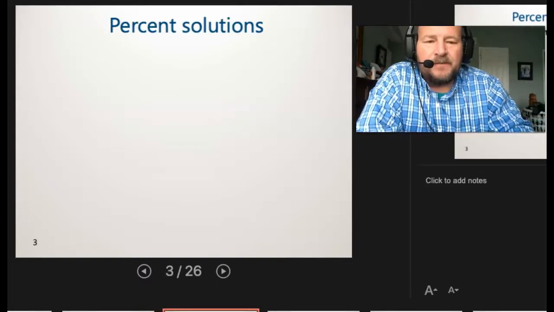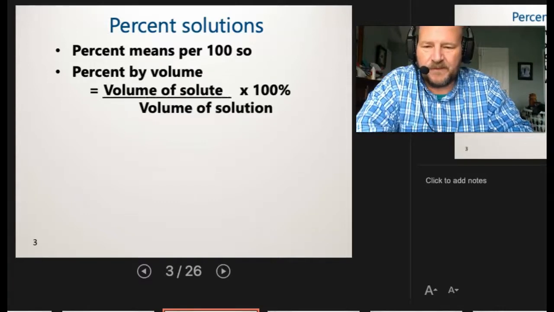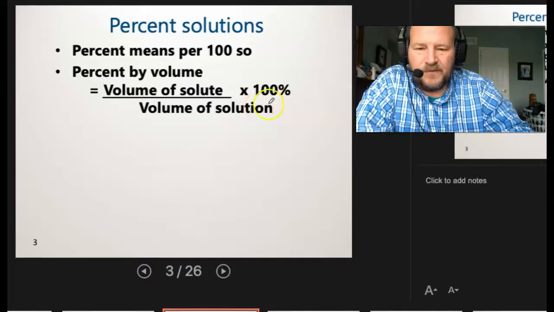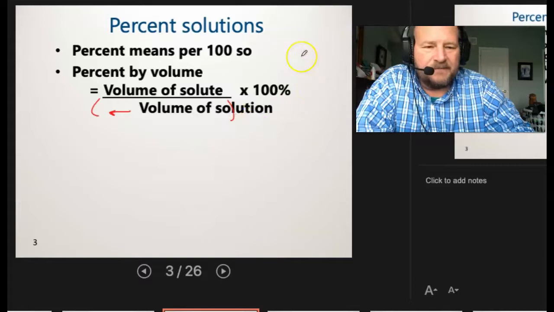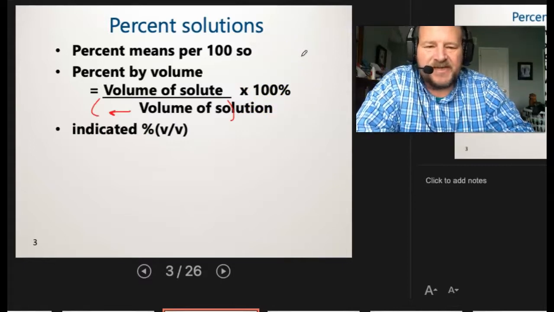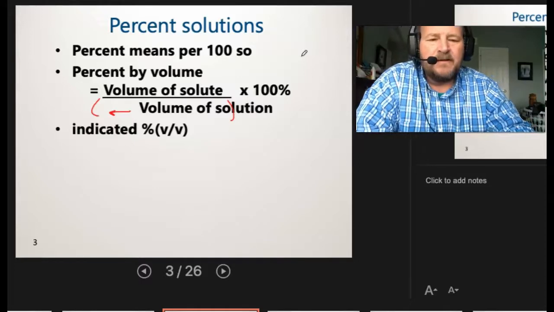solutions. So percent solutions, percent simply means per 100. So the math here is going to be pretty straightforward. What we're going to do is take the volume of the solute divided by the volume of solution, times 100%. Now, because we're doing volume of solute over volume of solution, we're going to indicate that with percent V over V. Okay, percent V over V.